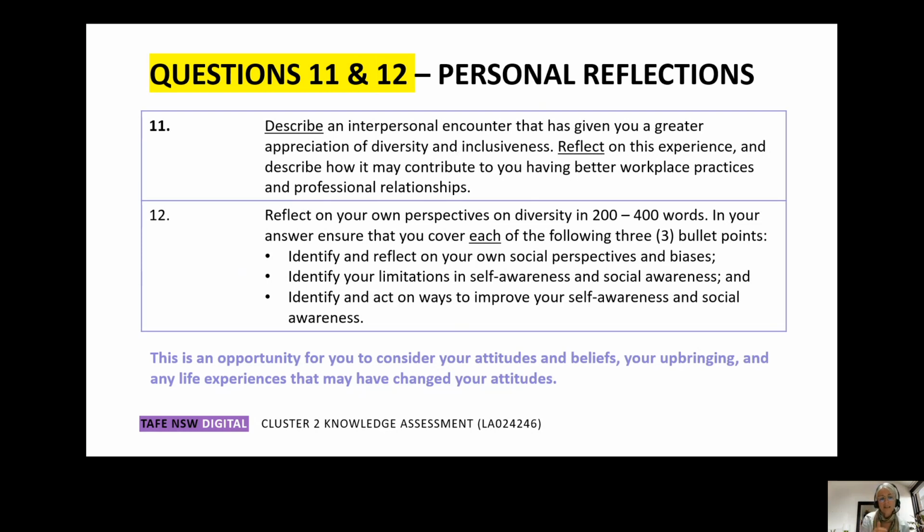Question 12 is asking you to reflect on your own perspectives on diversity. And it says 200 to 400 words. So we're asking you to really consider the perspectives you have today. It says, in your answer, identify and reflect on your social perspectives and biases. So what you need to do to be able to answer this question is think about how you've grown up, or the life experiences that you've had.